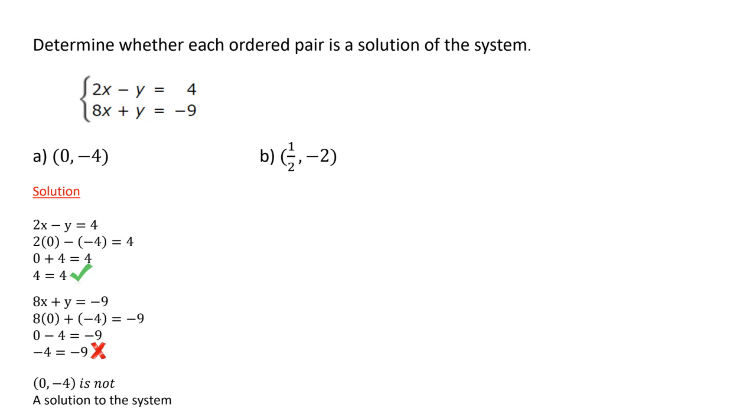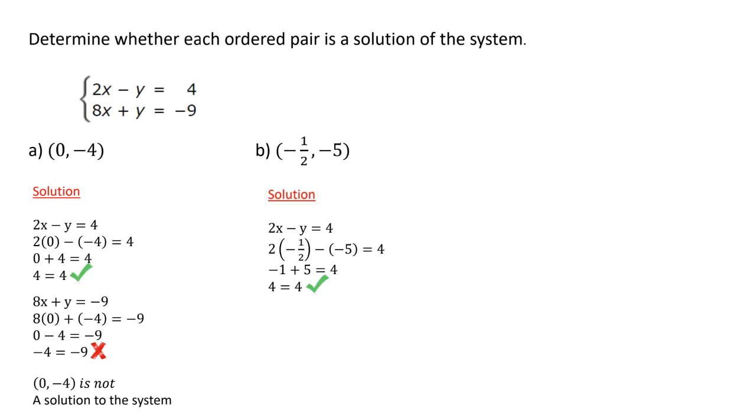Okay, so let's try the second point. Again, we want to substitute the values for x and y. So we're going to have 2 times -1/2 minus -5. And if we simplify, then we end up with 4 is equal to 4, which is a true statement.